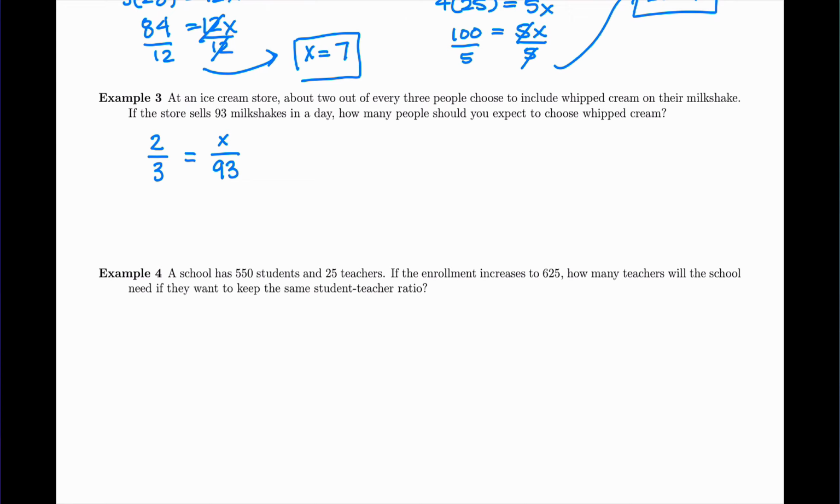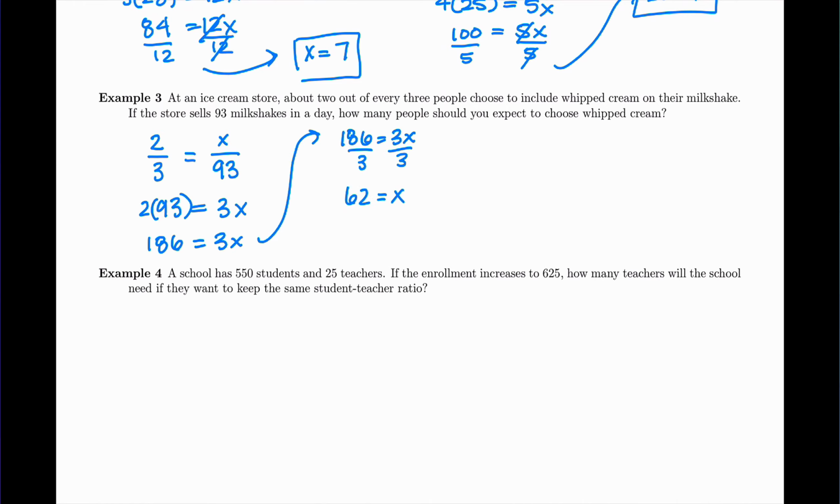So I have 2 times 93 equals 3 times x. 2 times 93 is 186 equals 3x. I'm going to bring this up here so I have a little bit more room. And then I'll divide both sides by 3. And I get that x is equal to 62. So what does that mean? About 62 people will choose whipped cream. And we say about because in our original question it said it was about 2 out of every 3 people choose whipped cream. So if we sell 93, we should expect about 62 people to have whipped cream.